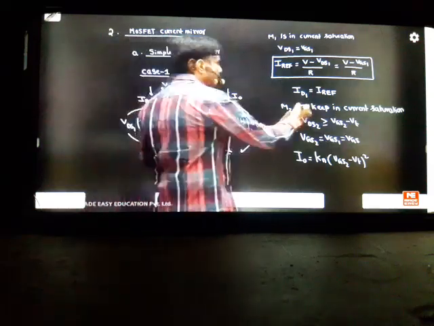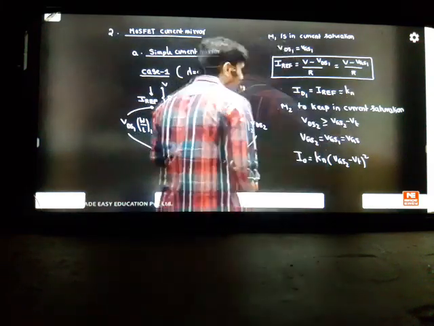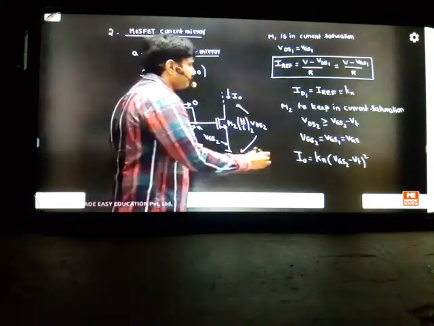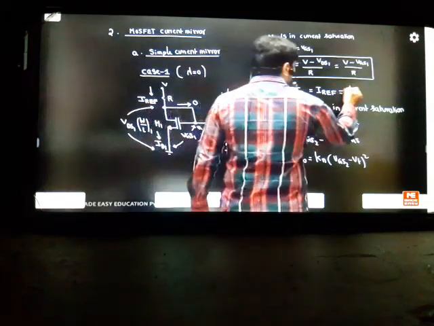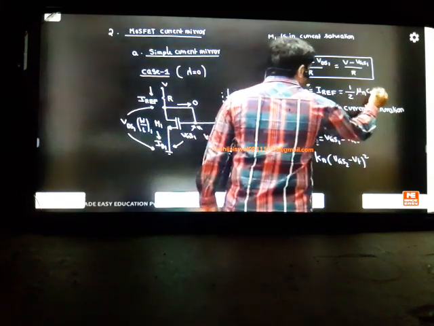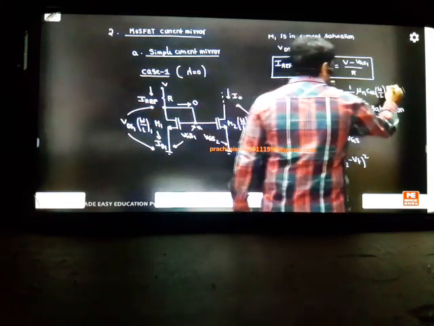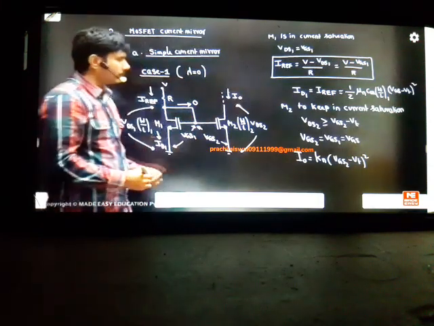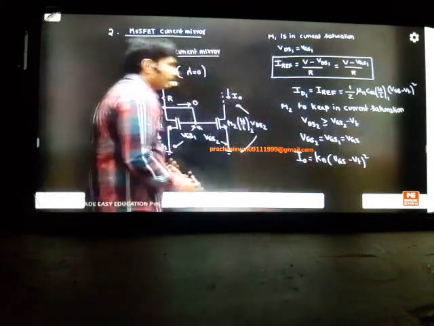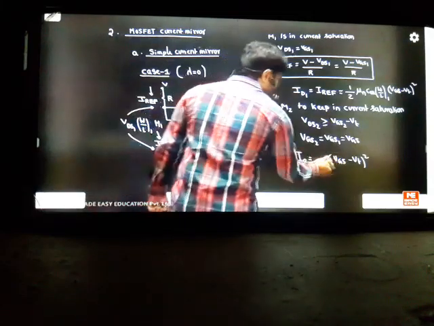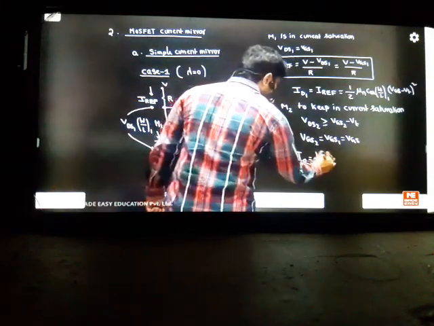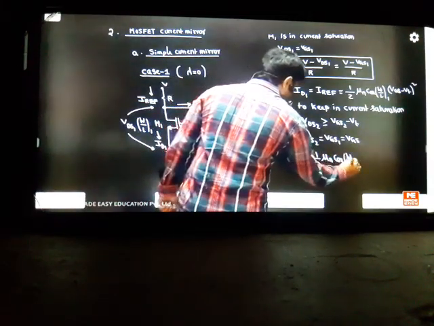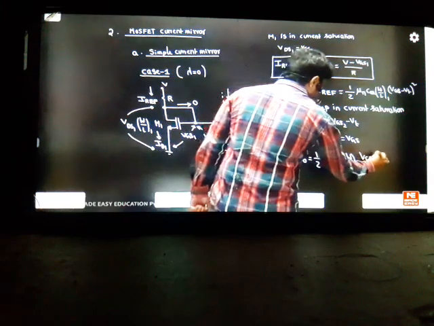And what is ID1? It is Kn. Sorry, don't write Kn. You write the total formula, it's better. It is half into mu n Cox W by L1 of the first transistor into VGS minus VT whole square. As VGS1 and VGS2 are the same, you can write both sides, same answer. But here we'll get half into mu n Cox, the second transistor W by L2, into VGS minus VT whole square.